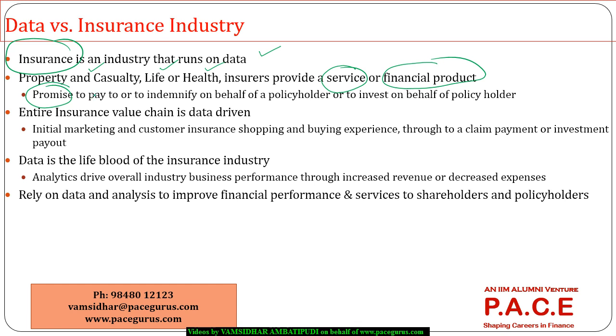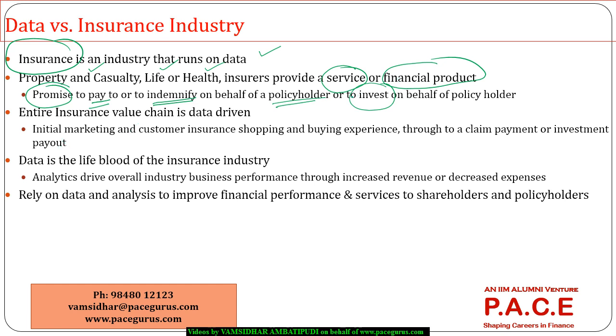Almost all the insurance products that are typically being offered by the insurers are promises to pay some amount of benefit in case some specific risk occurs. So they are indemnifying the value of the loss, and they are mitigating the loss of the policyholder. And in some kinds of policies, they are making the investment decisions on behalf of the policyholder.